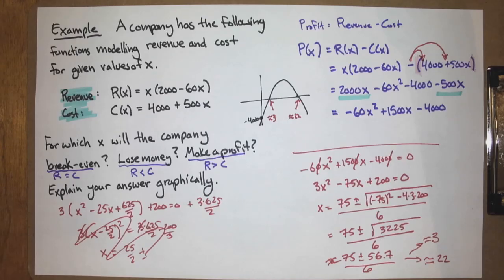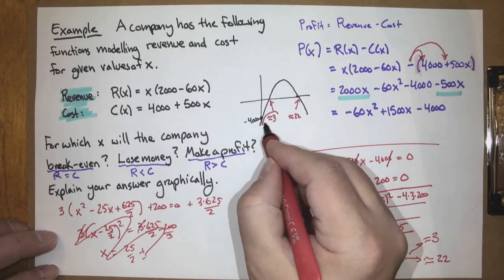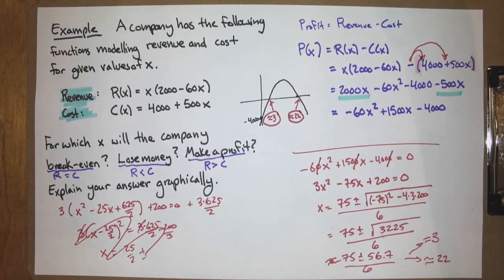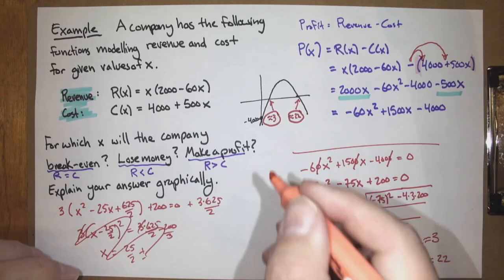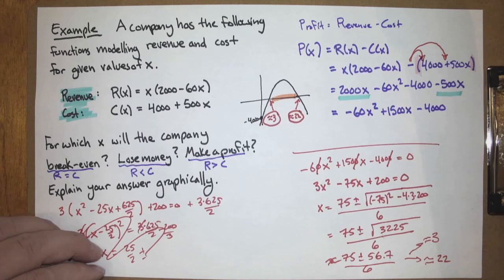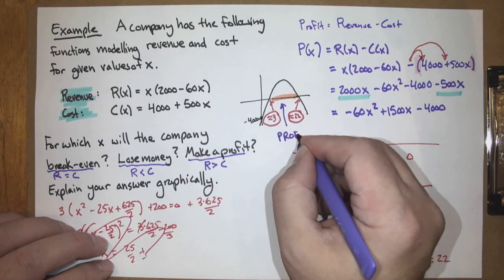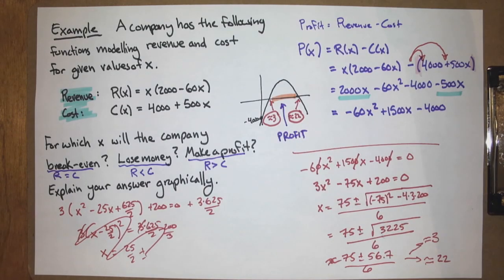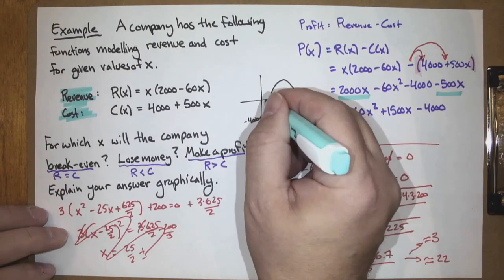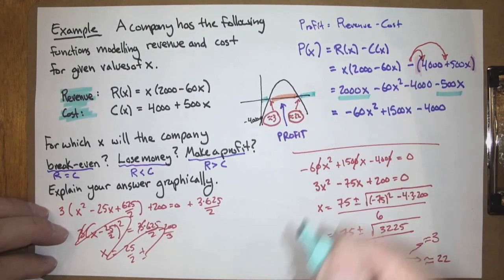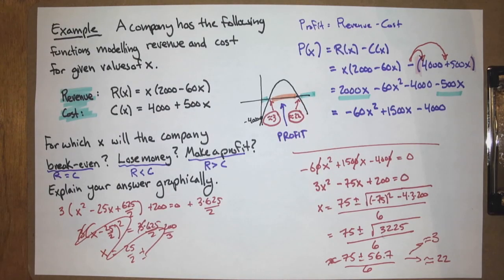All right, so where is our break even? At these values. Where do we make a profit? In between 3 and 22. So there's our profit. And then where do we lose money? Yeah, we lose money at the beginning, and then if we make too much. So those are where we have a loss.